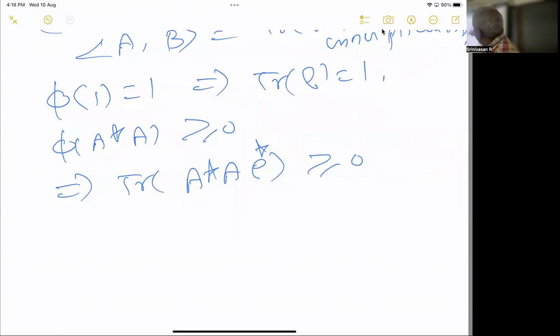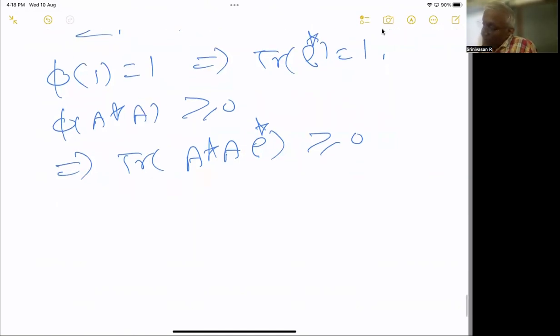Say rho star only. Trace of rho star is 1. Okay, good. No problem. I can take rho to be rho star and keep it rho or something. Anyway, it's okay. Let me call it rho star. And now the point is, take A equal to this.